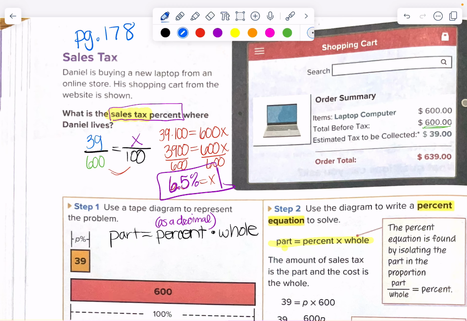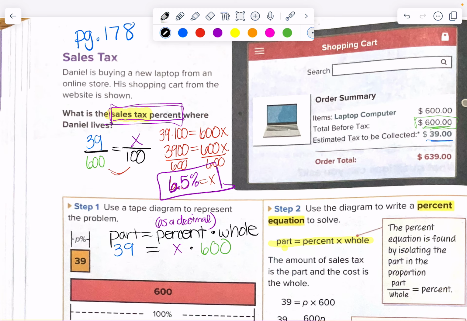First of all, I'm going to see if I'm given a percent. In this case, I'm not given a percent. In fact, that's what it's asking us to find. So I'm going to use X to represent that for right now. I'm going to be multiplying X times the whole. When I look, the whole is the original price of the item. So in this case, it's 600. And I know that the part of 600 was 39. So 39 is equal to some percent of 600.